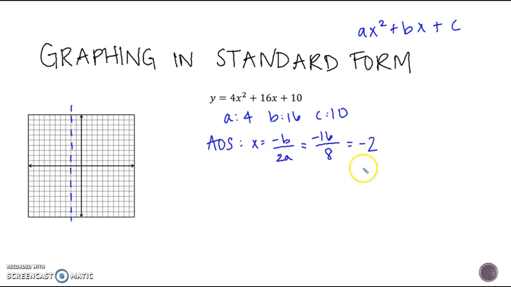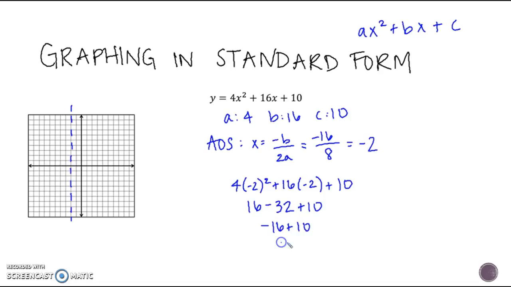Once I know the axis of symmetry, I can plug it in to find my vertex. So I can do 4 times negative 2 squared plus 16 times negative 2 plus 10. So negative 2 squared is 4. 4 times 4, 16. 16 times negative 2 is negative 32, and then the plus 10. 16 minus 32 is negative 16, plus 10, negative 6. So my vertex is at negative 2, negative 6. So I can go on my graph to negative 2, 3, 4, 5, 6, right there.